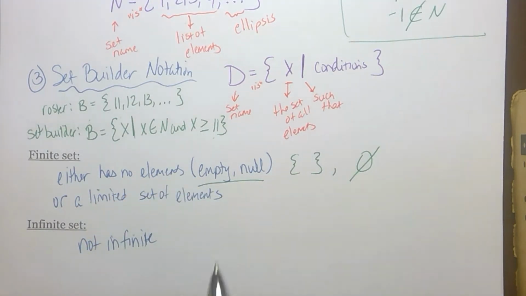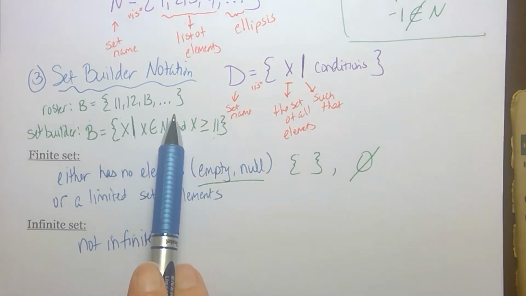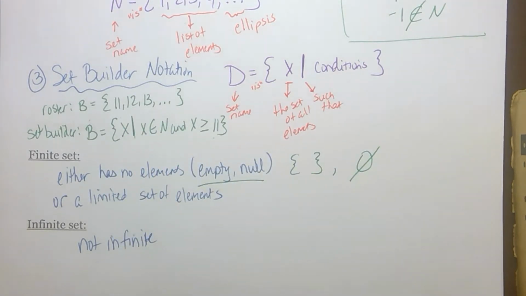Set B up above that we talked about is an infinite set because it keeps going on. It keeps increasing by 1 forever.